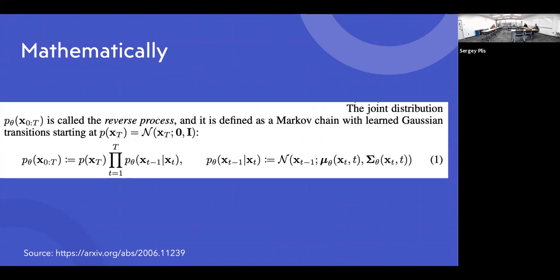I'll talk about that in a bit. Then the reverse process, which is what we're mostly interested in, is to compute this joint distribution, where instead of going higher in t, we go back. So we're trying to predict the previous t. We're trying to predict t minus 1, basically.